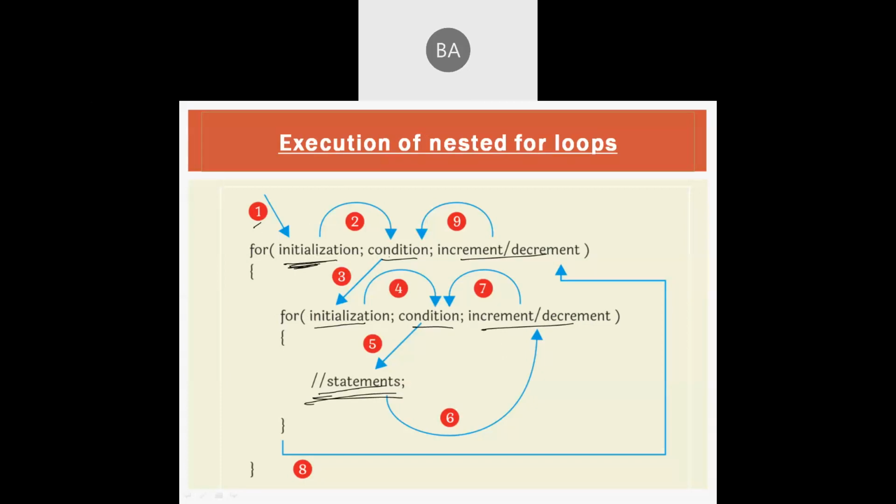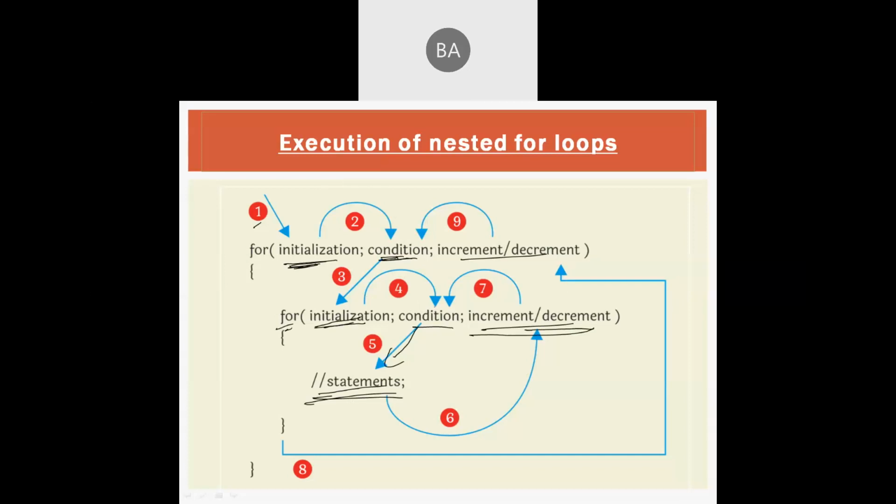So these numbers indicate that first the initialization will be done. Then after that it will check this condition, the outer loop condition. If the condition is true, it will enter into this inner loop. So initialization will be carried out, fourth step. Then the condition will be checked here. If it is true, then fifth step, the body will be executed. After that, sixth step, increment and decrementation, it will come to this inner loop.